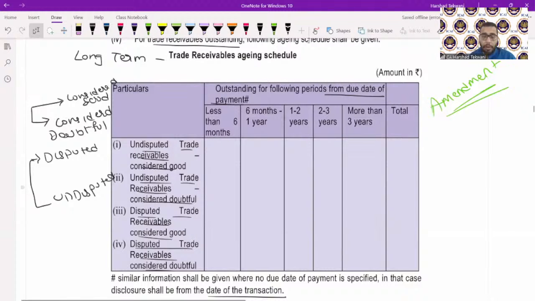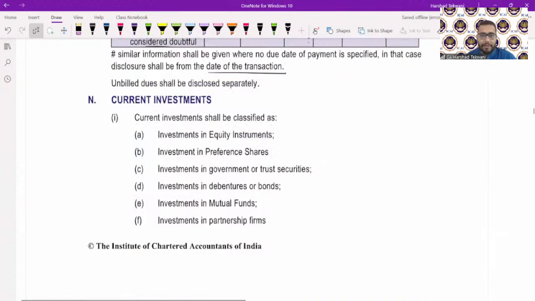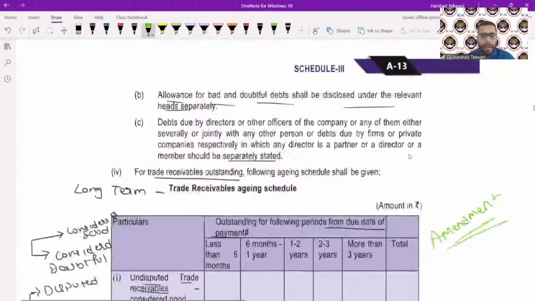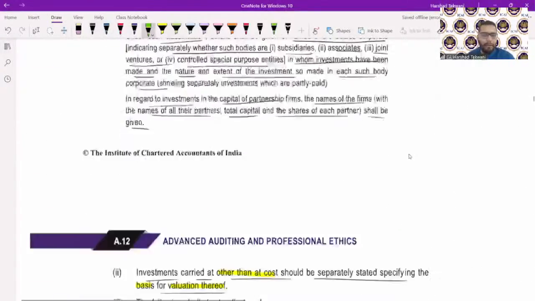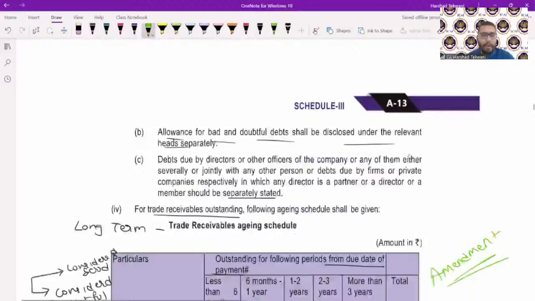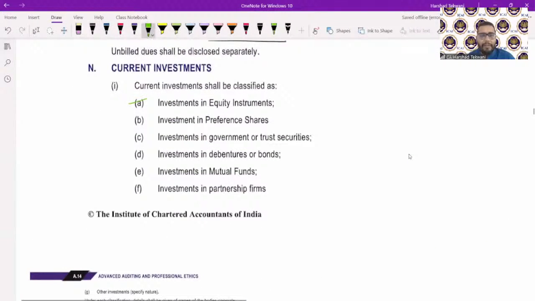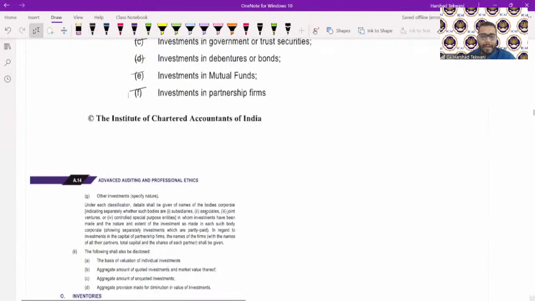Okay. Now moving to the current investments, the current asset side of the balance sheet. What I'm required to show is the same way I was disclosing my non-current investments. I need to disclose my current investments in the same way. Current investment shall be classified as investment in equity instruments, preference shares, government or trust securities, investment in debentures and bonds, mutual funds and partnership firms, plus other investments.